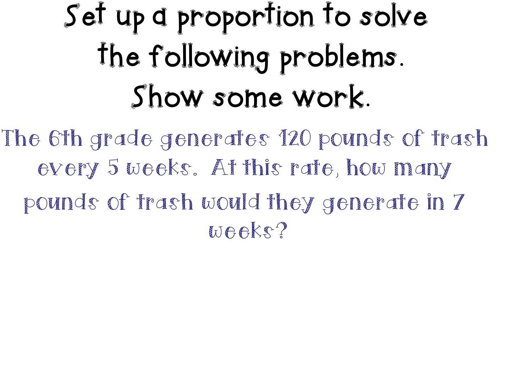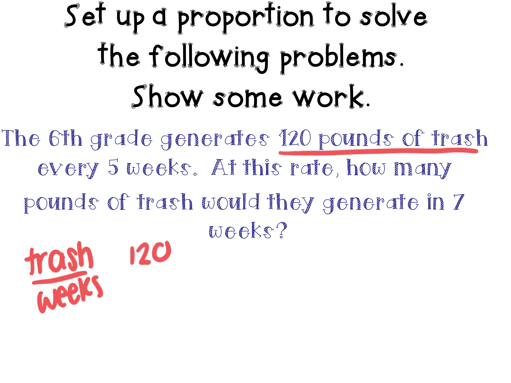What are the 2 labels that are being compared here? Ellie. The pounds of trash and then the weeks. Good, so I'm going to set up trash and weeks. You might choose to label it as pounds and weeks. You might choose to label it as pounds of trash and weeks. Okay, the labels are there for your reference, so label it what you need to. Okay, what is the given, the first pounds to weeks ratio? Take a look at it. Jack, what do you think? 120 to 5. Good. What it told us is 120 pounds of trash every 5 weeks.